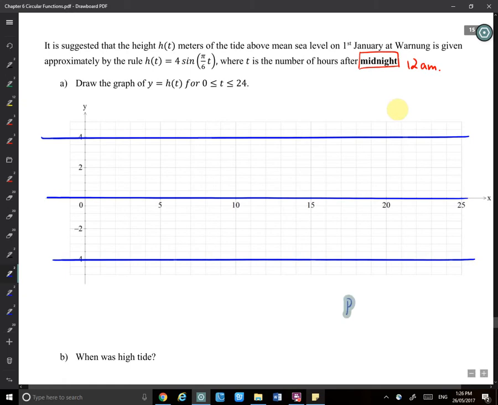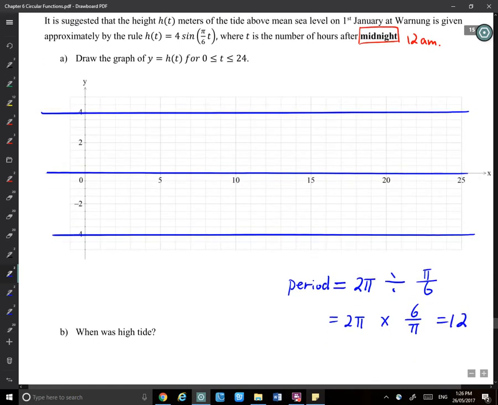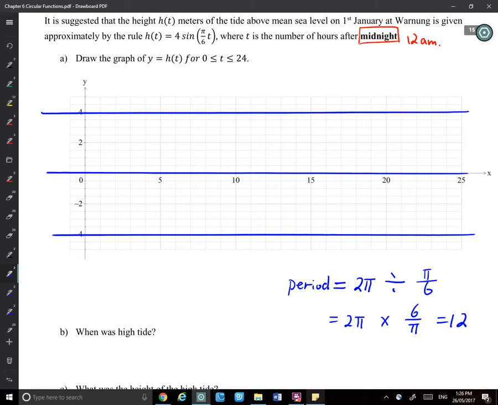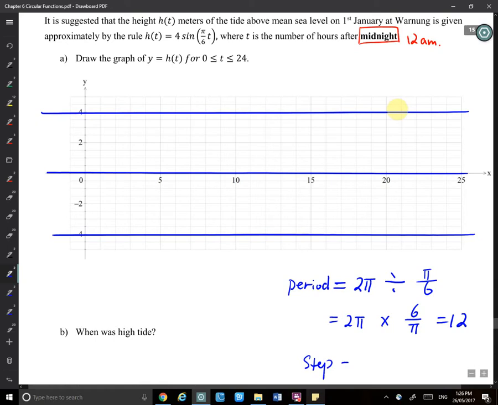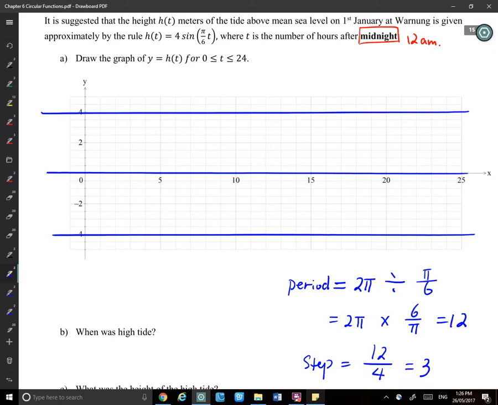Let's have a think. What's the period? Period equals 2 pi over pi over 6, so 2 pi divided by pi over 6. That's 2 pi times 6 over pi, which gives 12. It's hard to see because there are a lot of fractions there. So the period is 12. Each step will be 12 divided by 4, which equals 3. Each step will take 3 units.